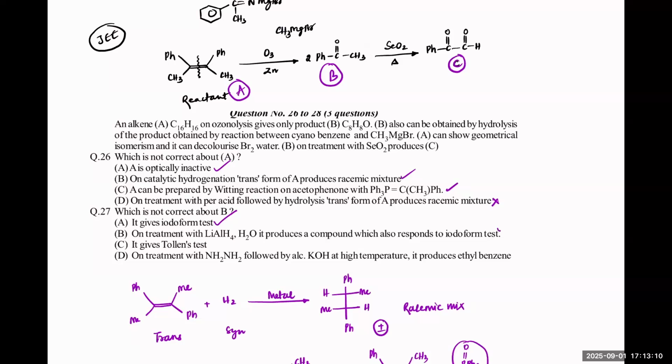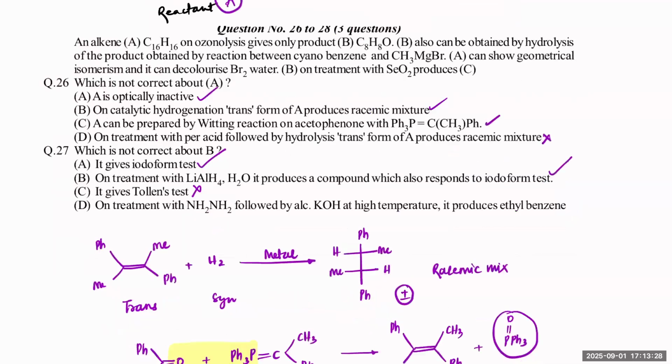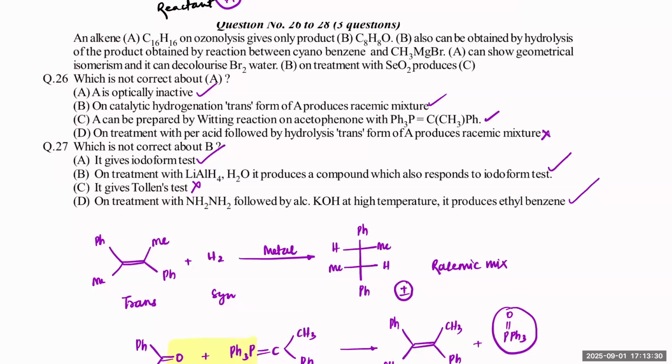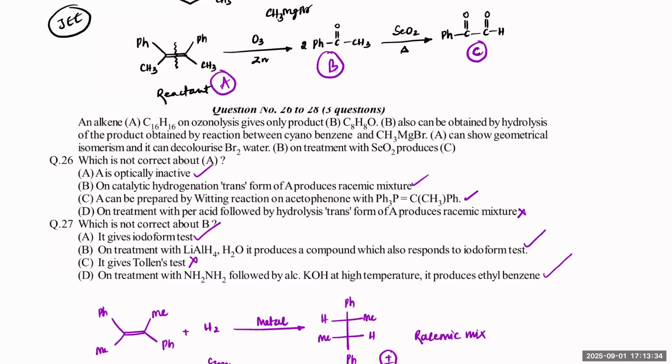Because it will become alcohol. Here you will get OH, but you still have an open methyl, so that will give you iodoform. It gives Tollens reaction. No, because Tollens reaction is only given by aldehydes here. On treatment with NH2NH2 alcoholic KOH, it produces ethyl benzene. That is true. Wolff-Kishner reduction. So the only incorrect option is C, which is Tollens reaction.